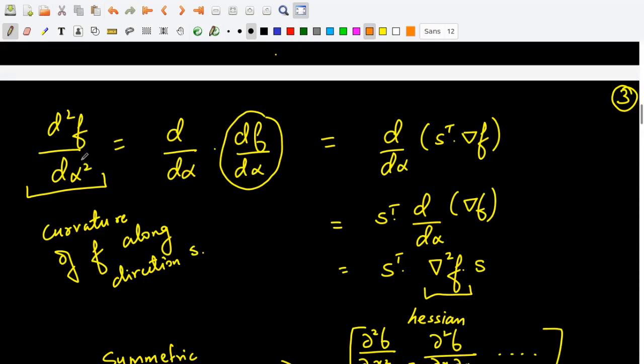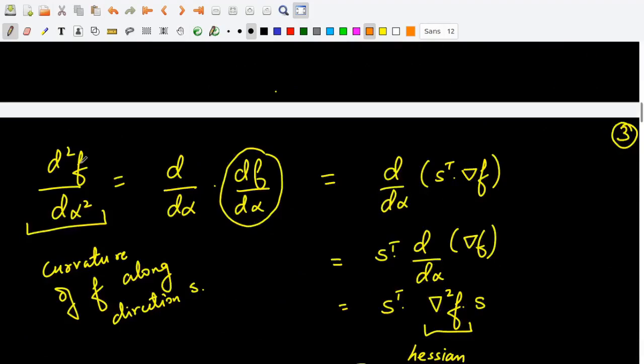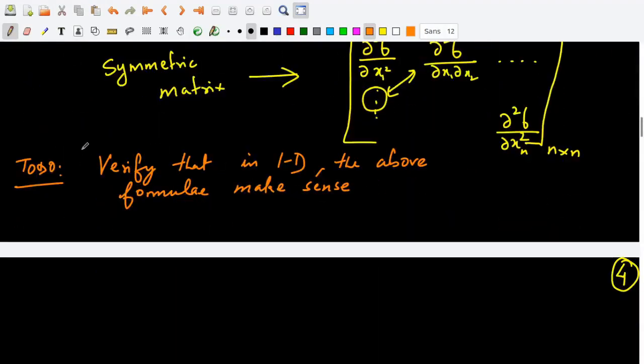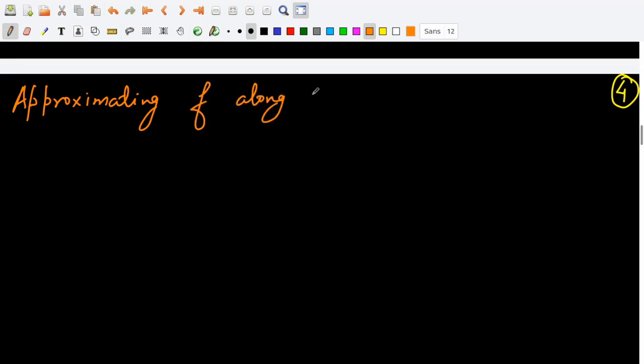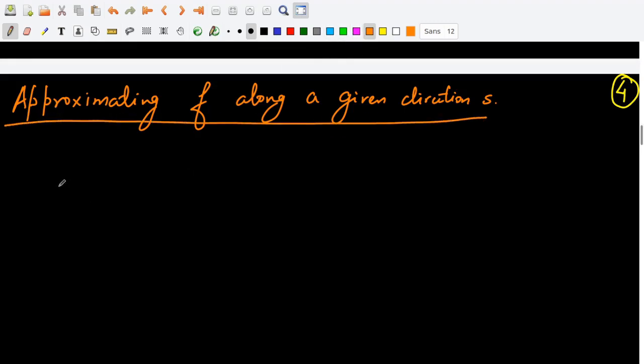Now, once we know the rates of change of f along a given direction s, I can talk about estimating what the function will look like as I move along direction s. So here we use a very useful and elementary result called the Taylor series, which helps us in approximating any given function which is differentiable.